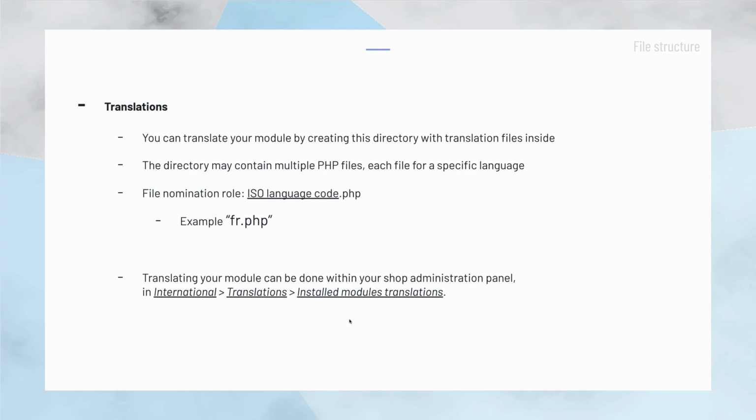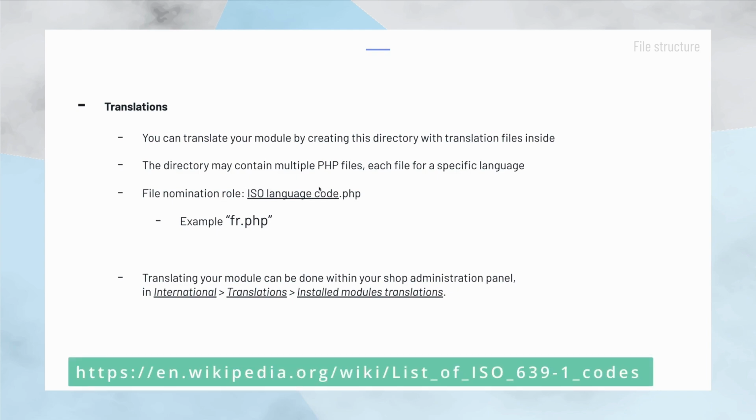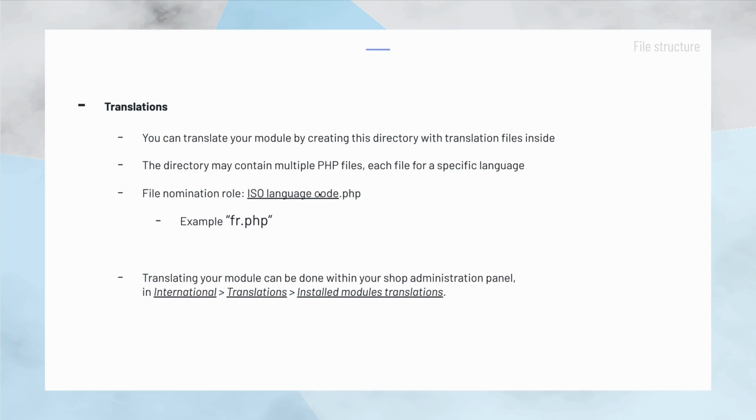Now let's talk about the translation. You can translate your module by creating this directory with a translation file inside. The directory may contain multiple PHP files, and each file will be responsible for a single language. A nomination rule here is to use the ISO code of your language with a .php extension. So here is an example. If you would like to create a French version of your module, then you need to write fr like this in lowercase .php, and inside it would be containing the translation.